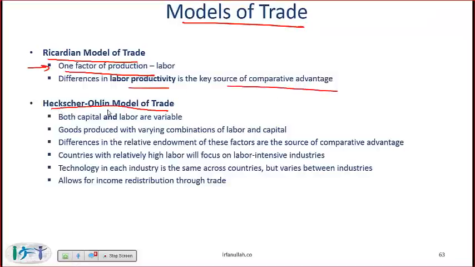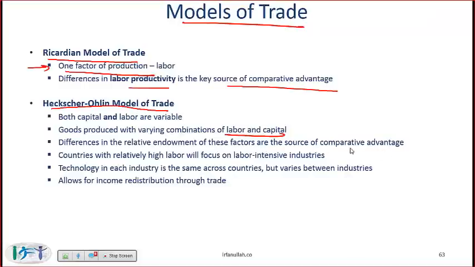With the Heckscher-Ohlin model of trade, both capital and labor are variable. Goods are produced with varying combinations of labor and capital. Differences in the relative endowments of these factors are the sources of comparative advantage.